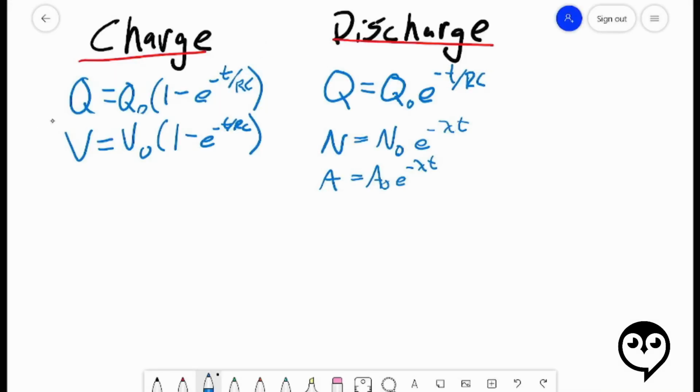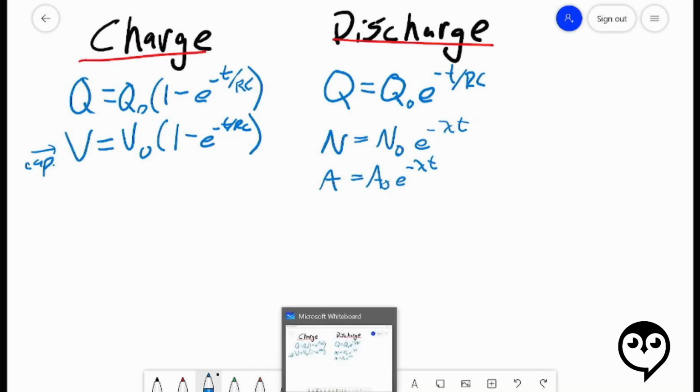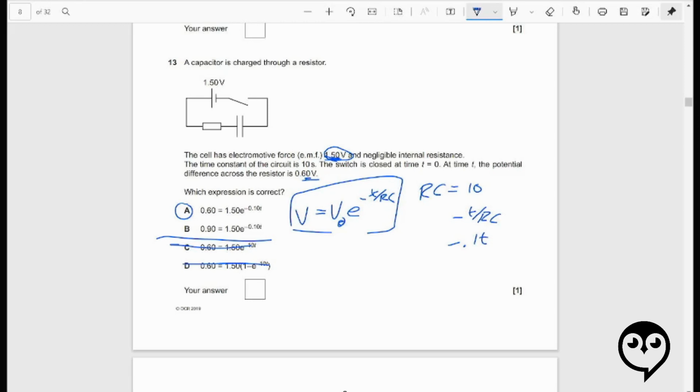Remember that if this is the equation for the charging of the capacitor, or the change in voltage across the capacitor, then what's it going to be across the resistor? It's going to be the opposite. Actually, it's not going to be the opposite. It's going to be what adds up to the 1.5.